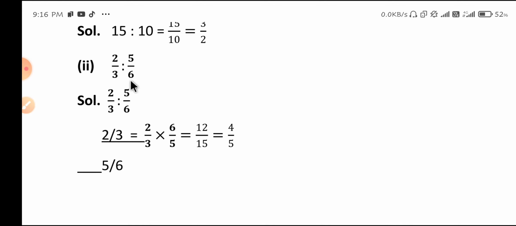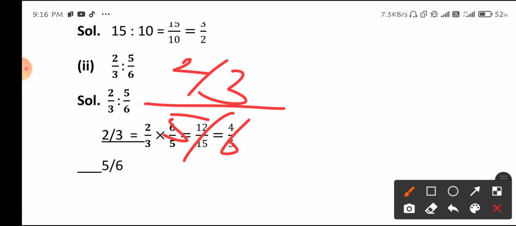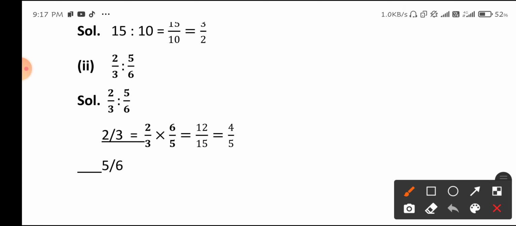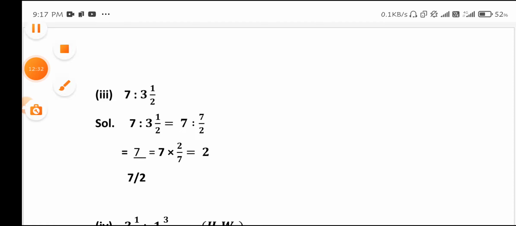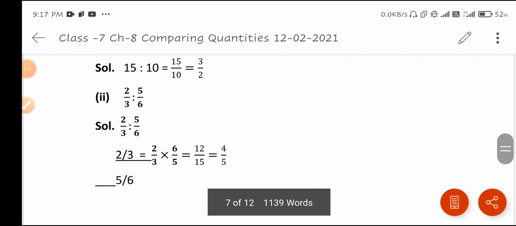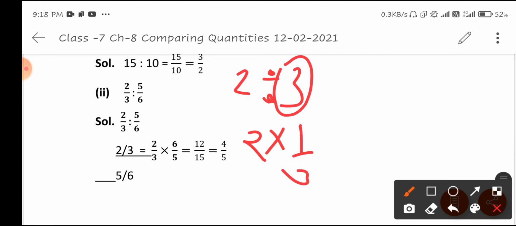Then next one 2 by 3 ratio 5 by 6. So what is the meaning of ratio? Division only. So we can write it as 2 by 3 upon 5 by 6. Now as we know that if any two numbers are given in division, so we can change into multiplication also. For example 2 divide by 3 can be written as 2 into 1 by 3, means second का हम reciprocal करते थे.